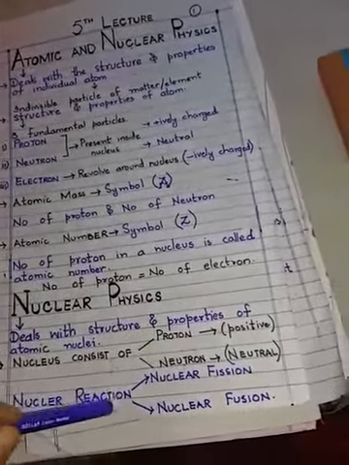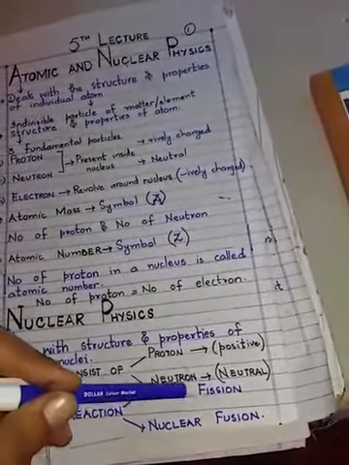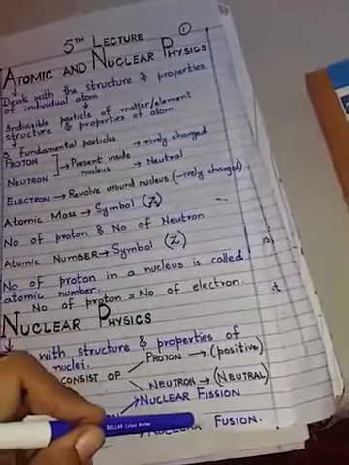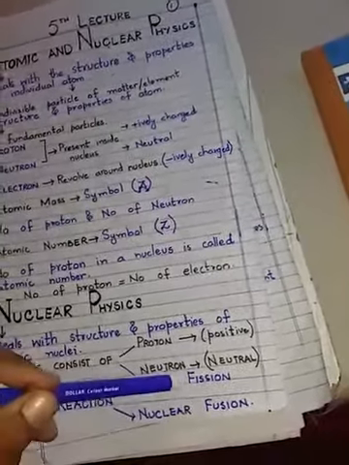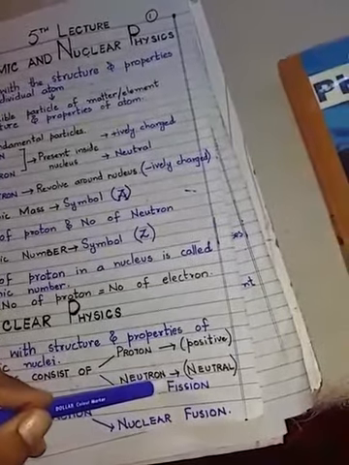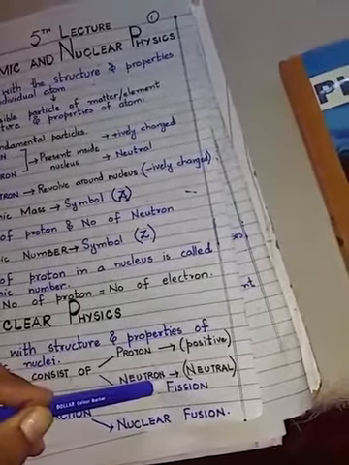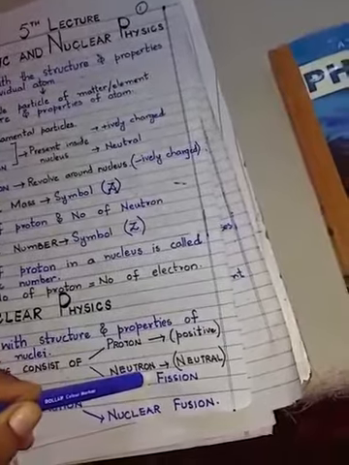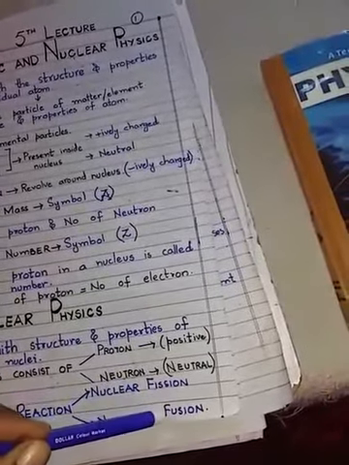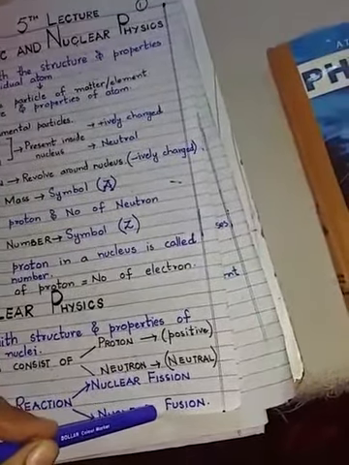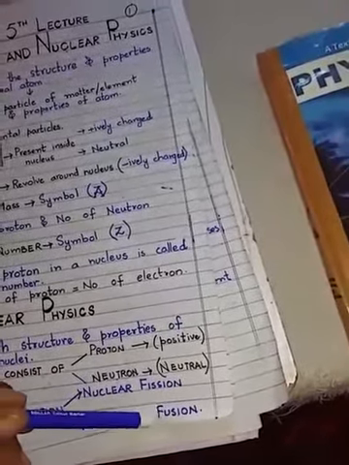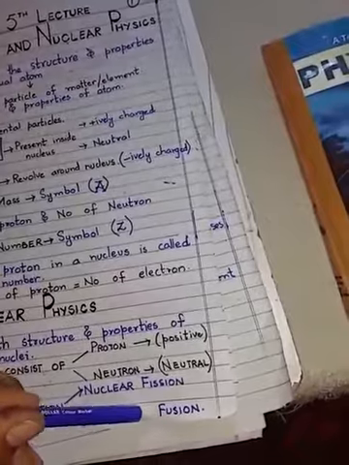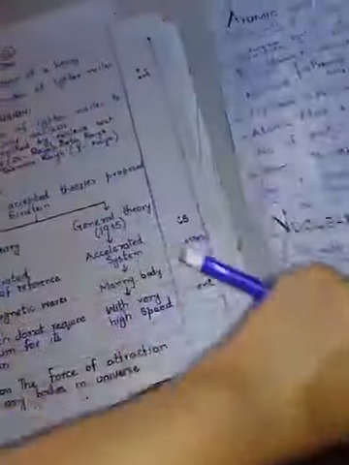Okay, there are two types of nuclear reaction, girls. One is known as nuclear fission and the next one is known as nuclear fusion. The word fission means breakdown, and the word fusion means combining, together. The word fuse means together. So how can we define nuclear fission and fusion, girls?